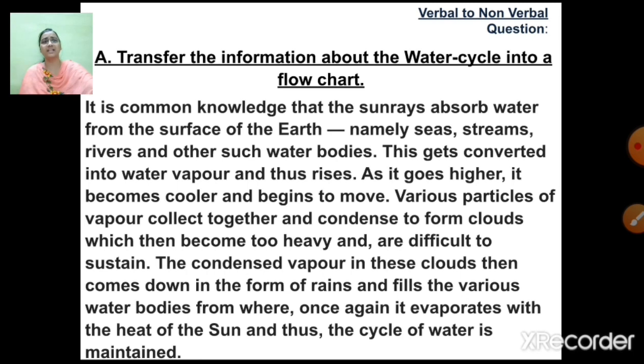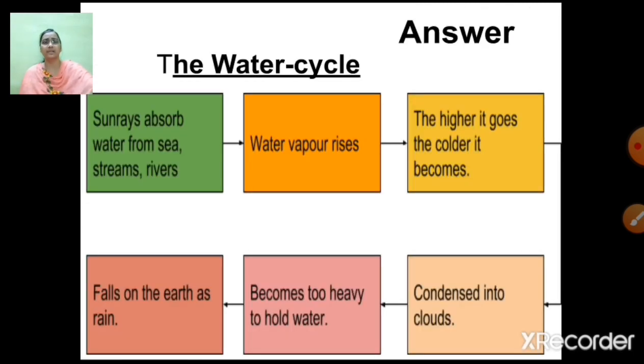Okay, now let's see the answer. Now this is the flow chart. This is what we have got from this paragraph. We will give a heading, the first step, that is The Water Cycle, and then we will start with the flow chart. The first step is: sun rays absorb water from sea, stream or rivers. Then we will give an arrow. That is very important. You have to give a proper arrow to show the next step. Water vapor rises. Then again you have to give an arrow to the next step.